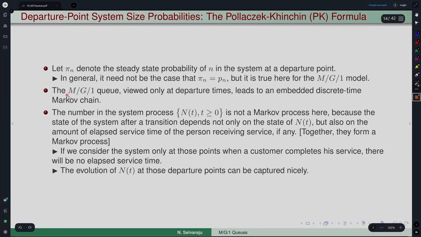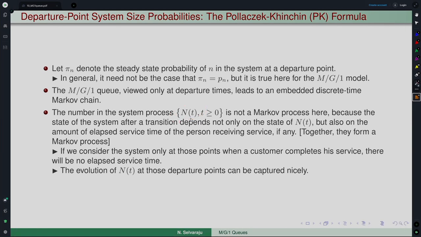Okay. Now, this MG1Q viewed at departure epochs leads to an embedded discrete time Markov chain. We said that we are going to use this embedded Markov chain technique for the analysis of semi-Markovian queuing systems. So, here for the MG1Q, if you view the system at departure points, then you can extract an embedded Markov chain.